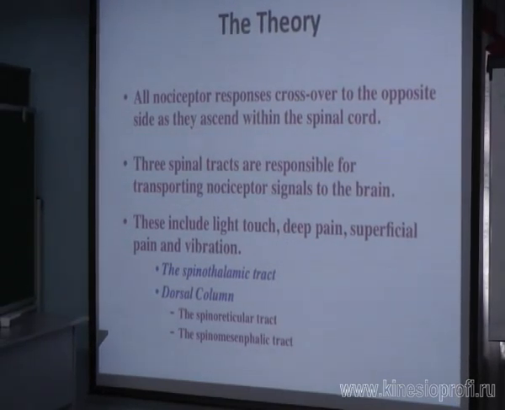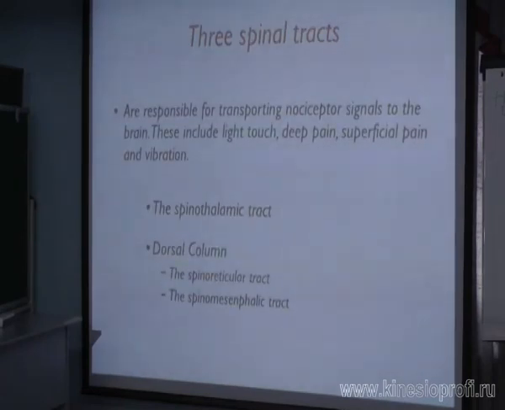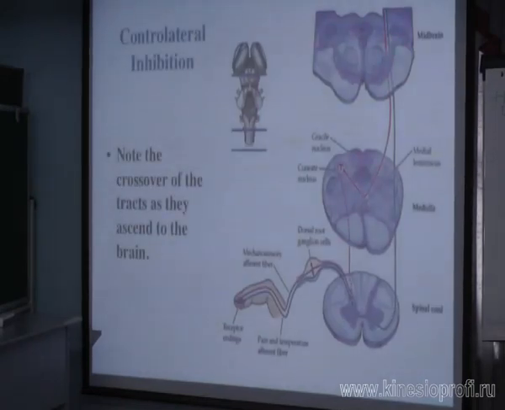They are also the ones that transport pain information. Basically, this is an explanation of the pathways. If we have a painful receptor ending, like a cut finger, the pain receptor is activated, goes into a first order synapse in the spinal cord, ascends, crosses over, and that's where we get contralateral inhibition.